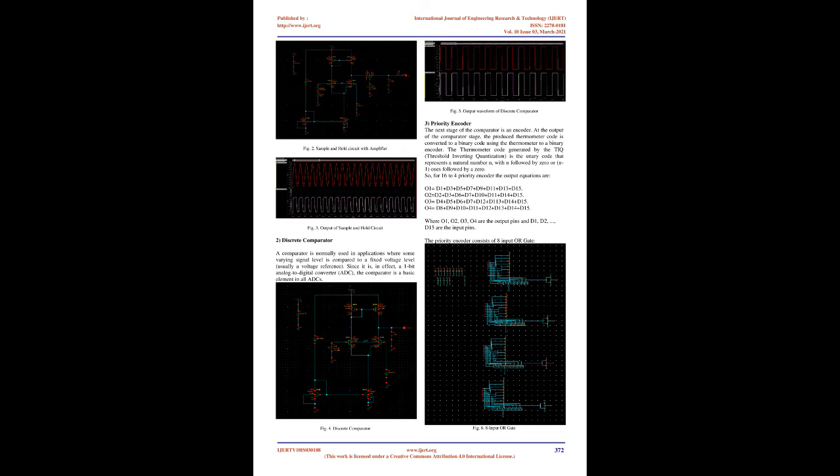Priority encoder. The next stage of the comparator is an encoder. At the output of the comparator stage, the produced thermometer code is converted to a binary code using the thermometer to binary encoder. The thermometer code generated by the TIQ, threshold inverting quantization, is the unary code that represents a natural number n, with n ones followed by zeros.